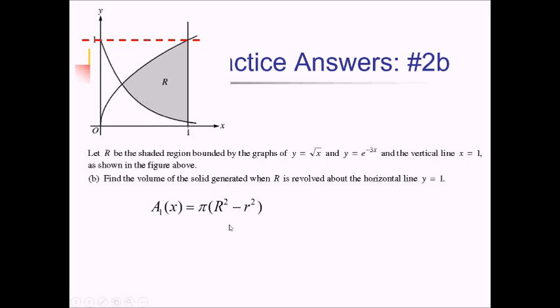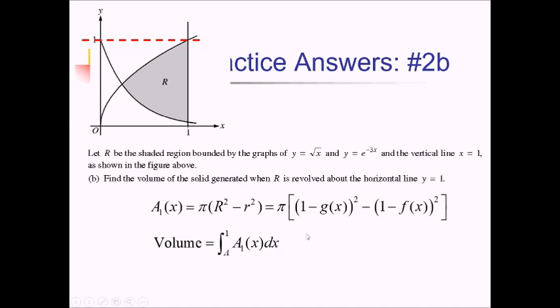That whole thing is going to be big R. So I'm going to be doing 1 minus g of x, squared, for big R squared. And then for little r squared, well, little r, that's the distance from my axis of revolution to the closer side of the bounded region. So that's going to be 1 minus f of x, and I'll be squaring that and subtracting it inside there. So now I'm going to be doing the integral from A to 1 of, well, basically just A sub 1 of x dx.